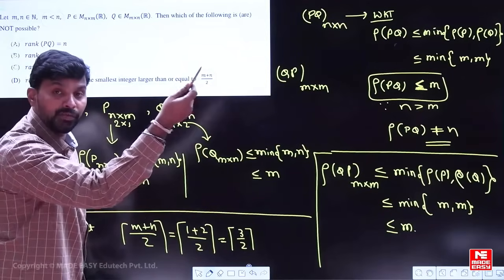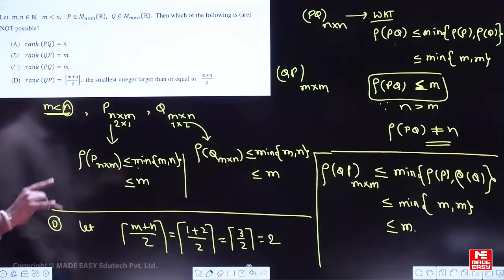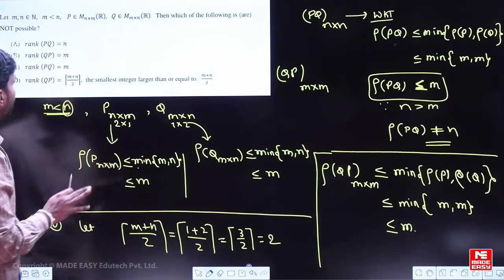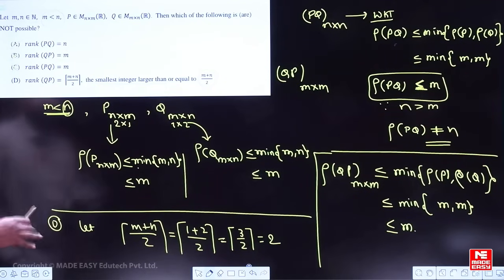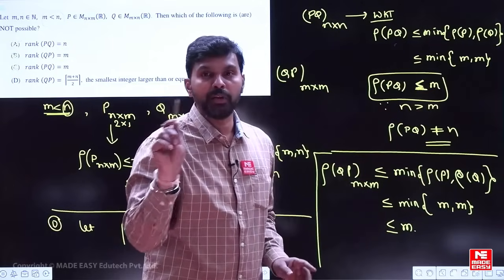So what is the ceiling function of 1.5? It is 2. So this is equal to 2 here. This is equal to 2. So 2 would mean n here. But what would the rank of QP be? It would be m, or less than that. It will not be n.